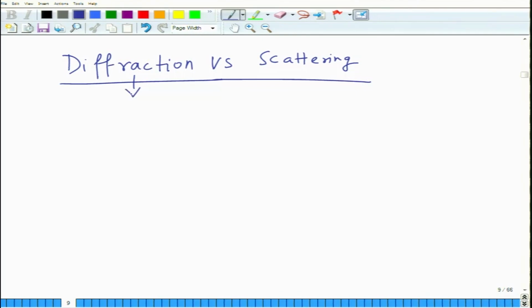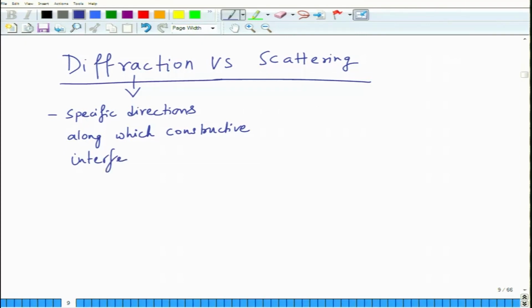Diffraction happens in specific directions along which constructive interference occurs. Whereas scattering, on the other hand, is random, it takes place in all the directions, right.